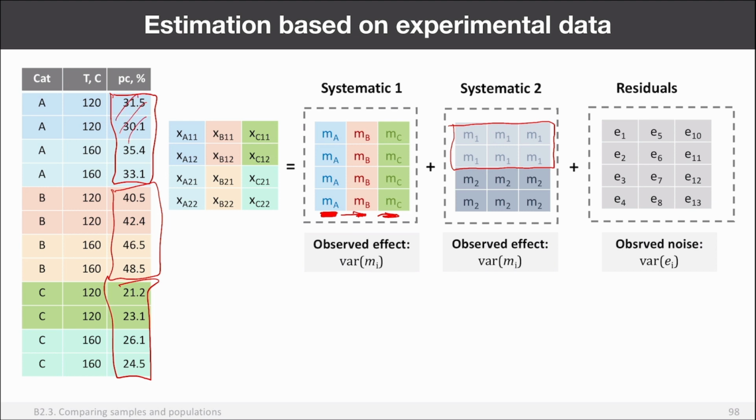It will be these ones, and these ones, right? So we compute average of these 6 values. Then similarly, we compute average yield of all experiments where we had temperature 160 degrees. So it will be these, and these, right? And then finally, we compute residuals by simply subtracting.